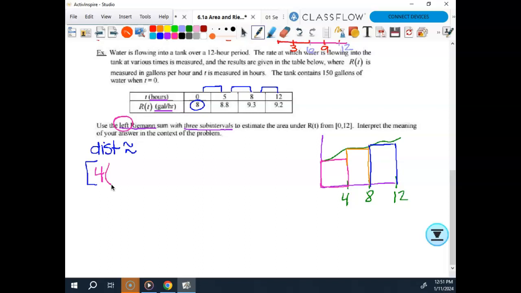What is the height? We didn't hide this. The height is this right here. Would you agree with that? Yes? What is this x value? 0. Well, when the x value is 0, what is the y value? 8. Okay, that makes sense? All right. Plus, what is the base length of the second rectangle? 4.